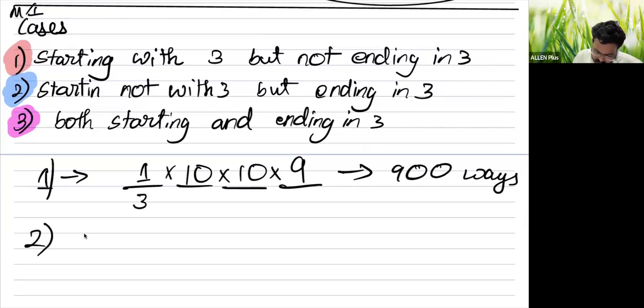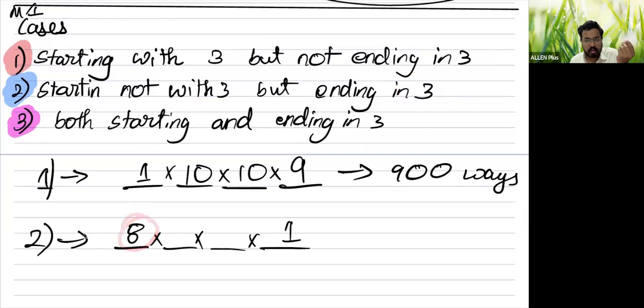Second case: it must not start with 3 but end in 3. So if I write it down, it must end in a 3. So I have only one choice for the last digit. It has 8 choices for the most significant digit, because 0 is not allowed, 3 is also not allowed. And the middle digits are all 10, 10. So this has 800 ways.